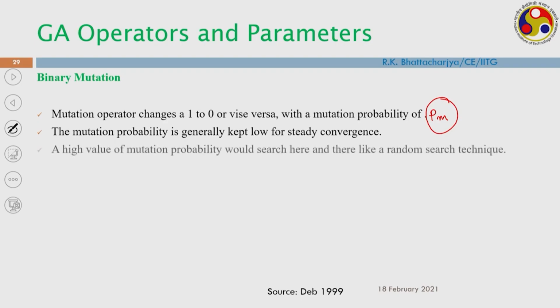A high value of mutation probability would search here and there like a random search technique.